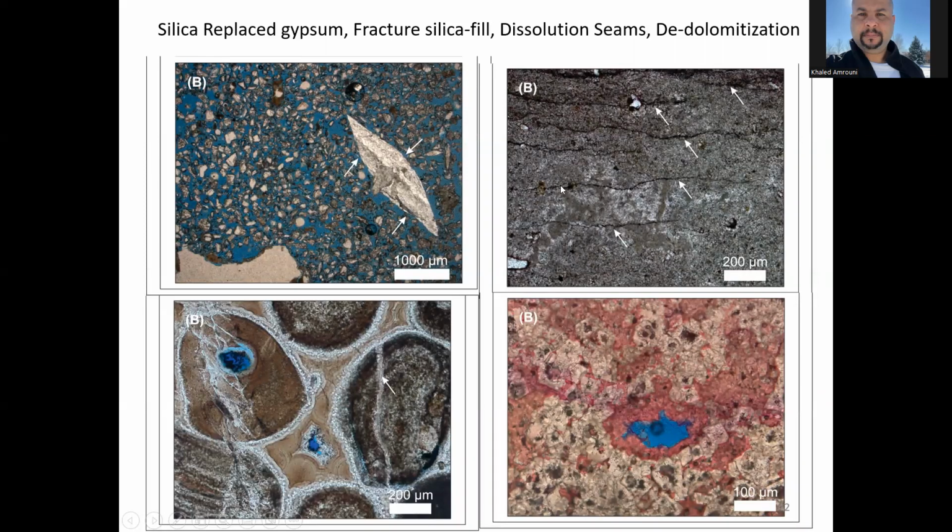Here we have compaction style, solution seams. And here we have dolomite, and this dolomite becomes dedolomitized and becomes calcite. And alizarin red S shows us we still have the pseudomorph, the original shape, but the red ones are calcitized, dedolomitized.